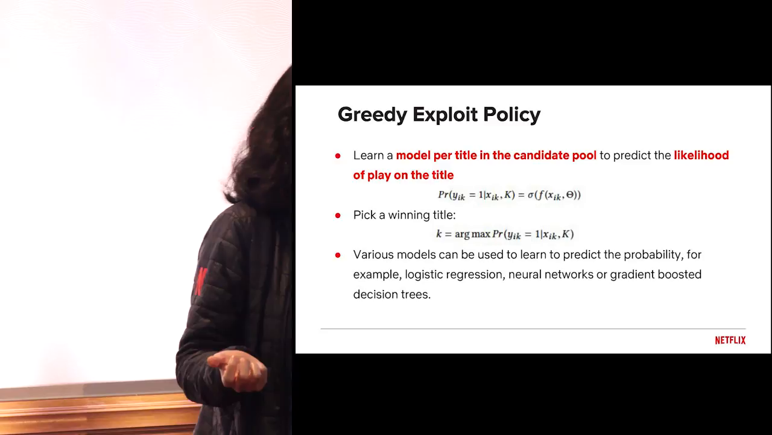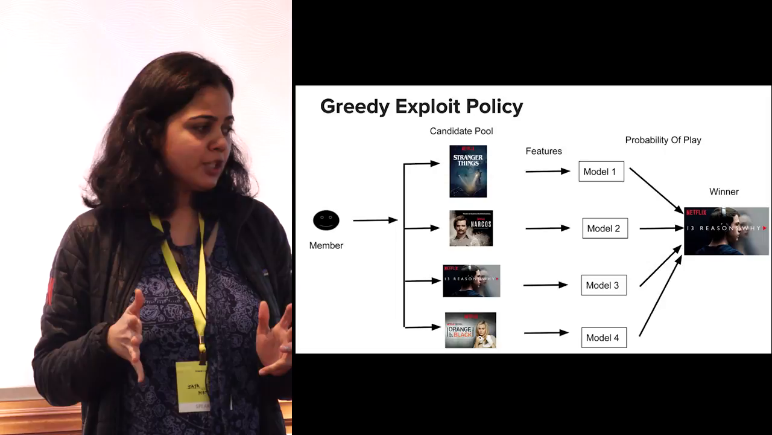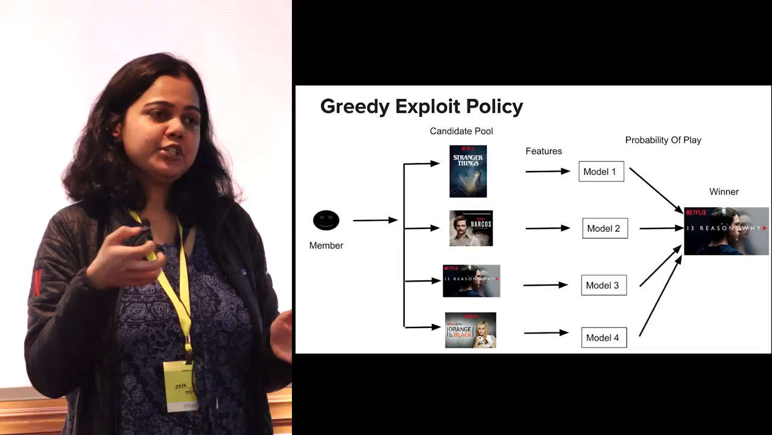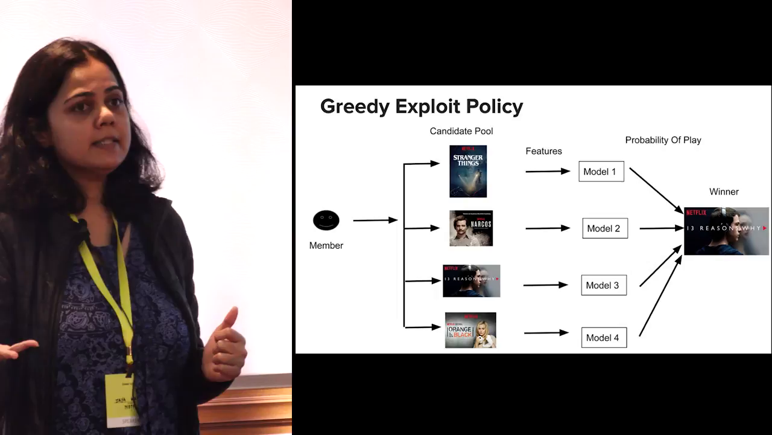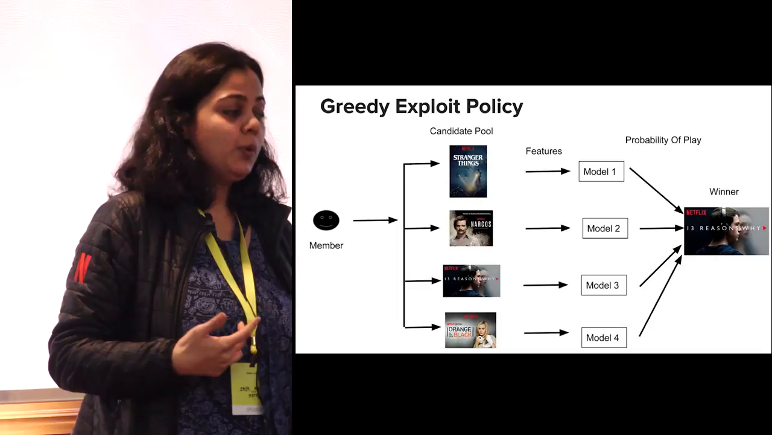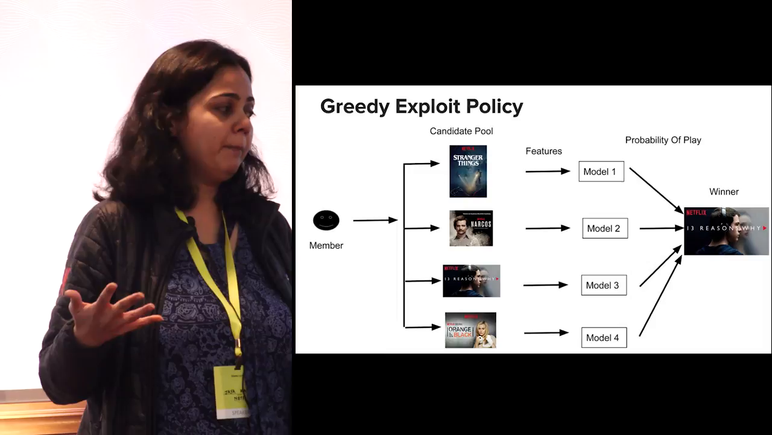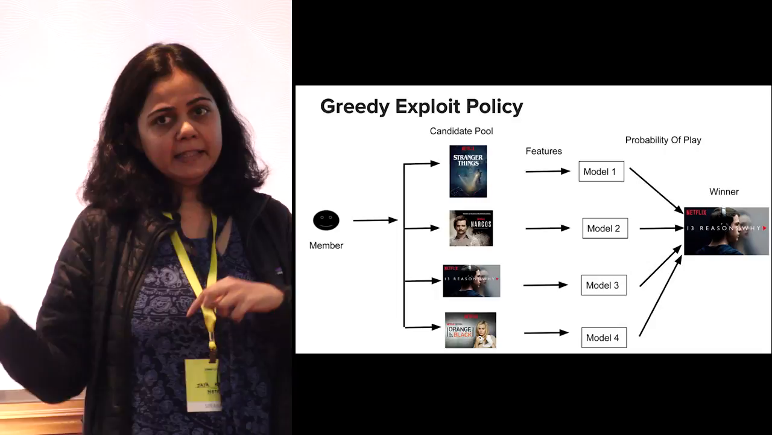So just to give a recap, the member arrives on the Netflix homepage. We have four titles in the candidate pool. We extract the features for the member and the title. We have already trained four models earlier. So what we do is now, at online time, we just score the four models for the member, for the features that we extracted, and compute a probability of play. Finally, we select a winning title as the title which maximizes our probability of play.